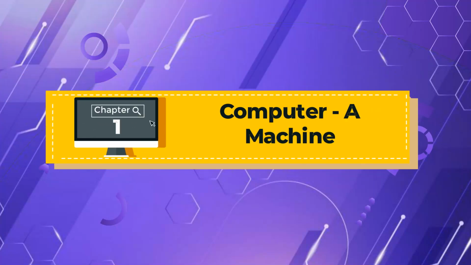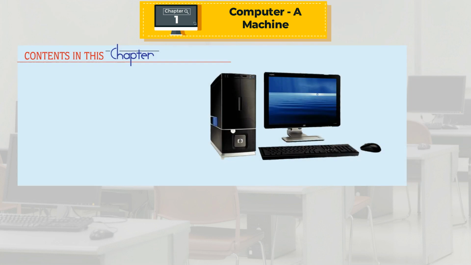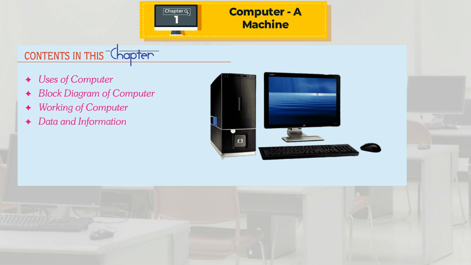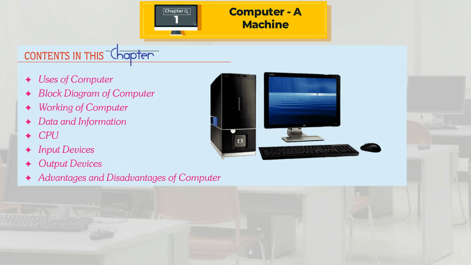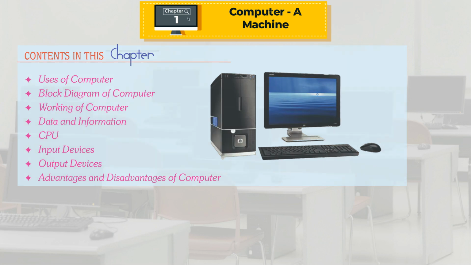Chapter 1: Computer, a Machine. Contents in this chapter: Uses of computer, block diagram of computer, working of computer, data and information, CPU, input devices, output devices, advantages and disadvantages of computer.